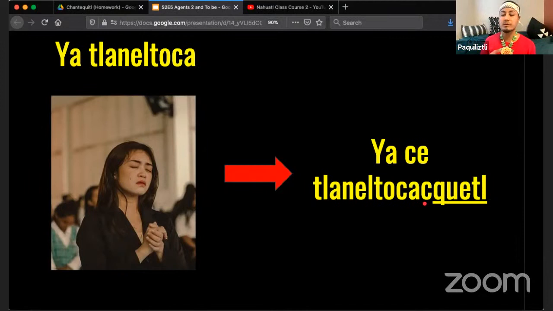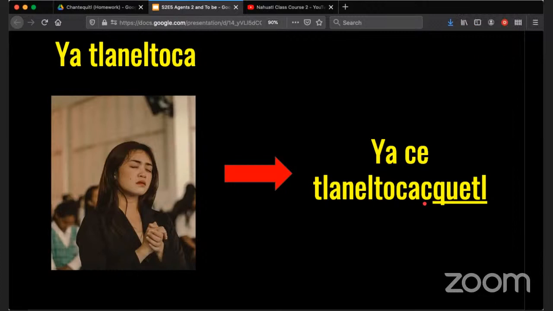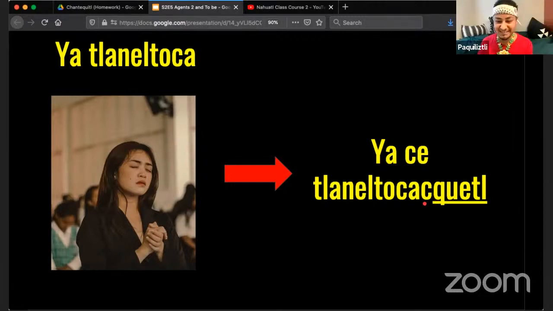Yeah, so it says tlaneltocac. If you add a c, it's a class one verb. So tlaneltocac becomes tlaneltocaket. So she's a believer? Kena, she's a believer.